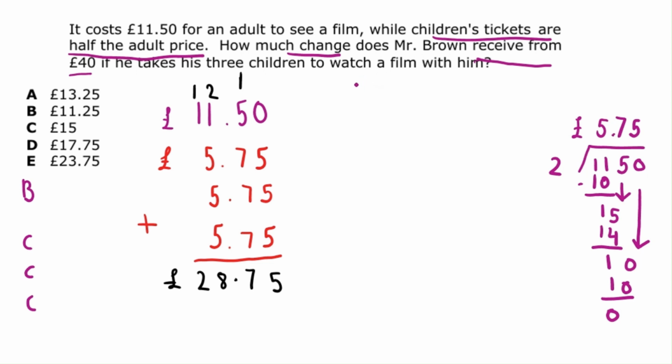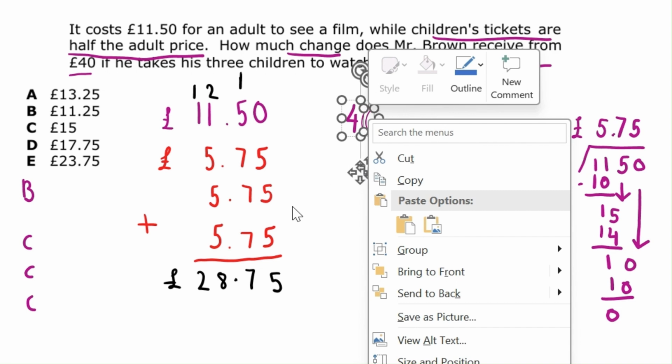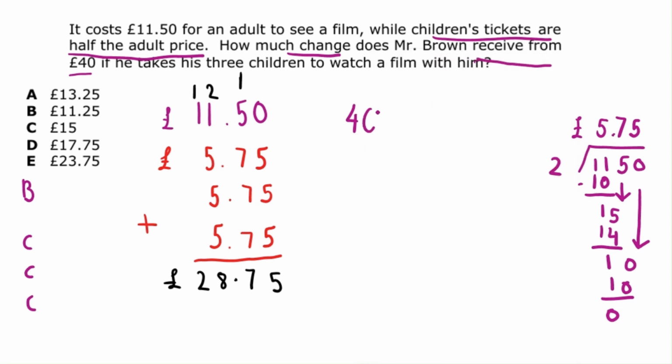Now, the question is, how much change does he receive from £40? That means he's paying £40, and obviously you can see that 28.75 is not £40. So he gets the remainder of his money back. £40, we can write it as 40.00 minus 28.75, and we're going to subtract it.